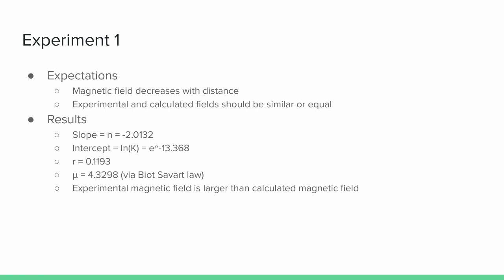The slope, which is equal to n, is negative 2.0132. The intercept, which is equal to log natural of k, is equal to e to the power of negative 13.368. R is equal to 0.1193, and mu is equal to 4.3298 via the Biot-Savart law. The slope and the intercept come from the graph, which is shown on the slide here.